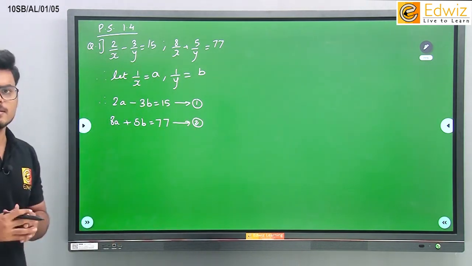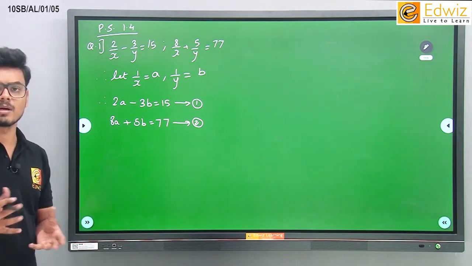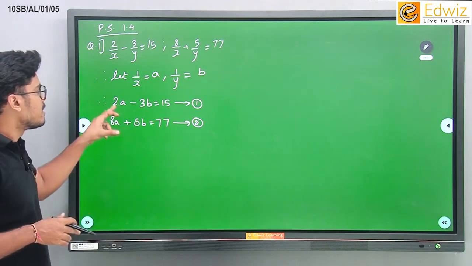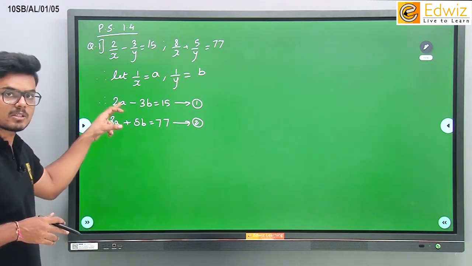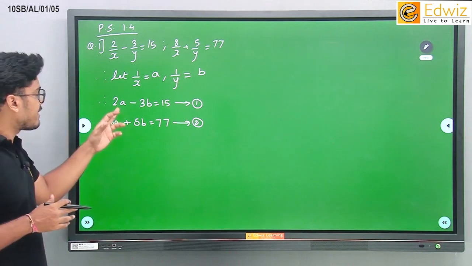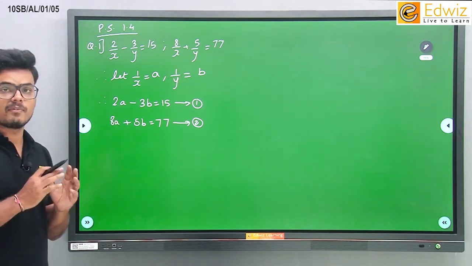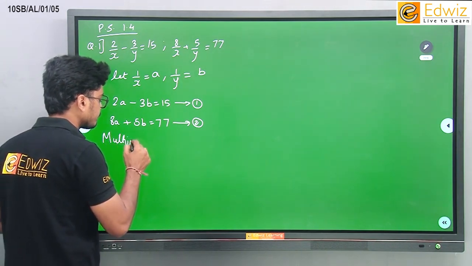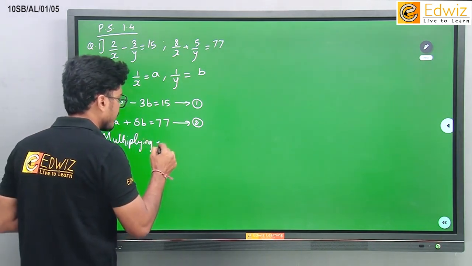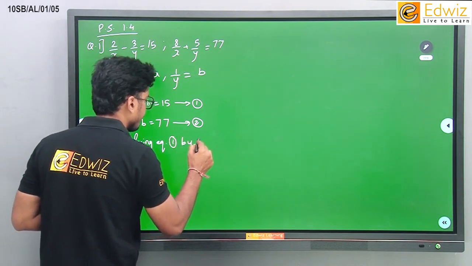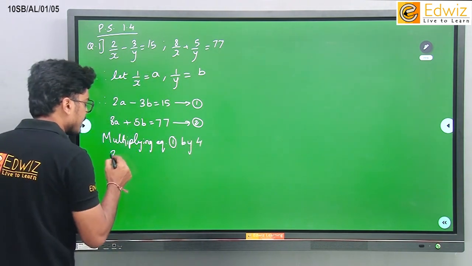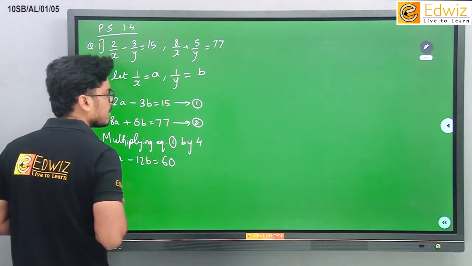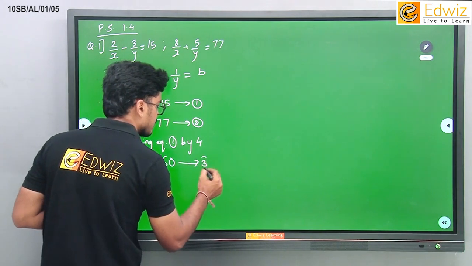We can use any method, use substitution, use elimination, use Cramer's rule. Okay, here we can use elimination. Let us use elimination method. You can see the coefficient of a here is 2 and here it is 8. So if I want to make this 8a, I will multiply the first equation by 4. Okay, so multiplying equation 1 by 4, it will become 8a minus 12b equal to 60. Correct? This will now be my equation number 3.